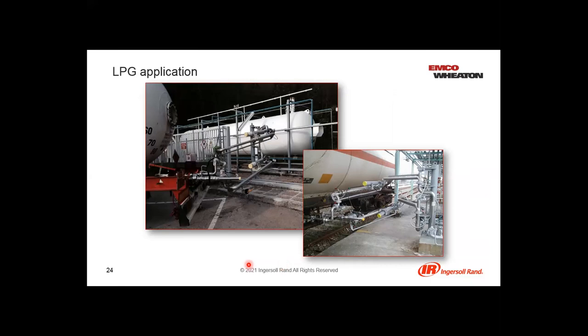Here it's also for LPG, so this one is to unload a truck by the rear and with vapor arm and coupling, and here it's for wagon, so it's really common.